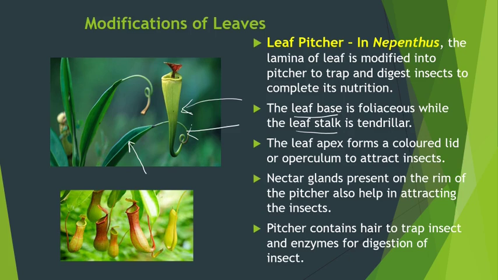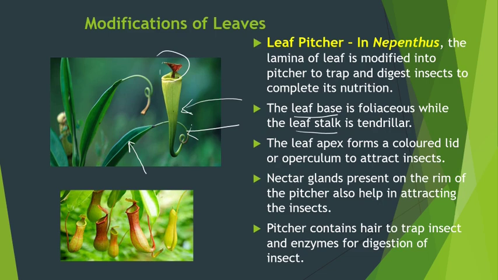Usually, when the plants are growing in nitrogen deficient soil, of course, these plants need nitrogen for growth because they have to prepare amino acids and proteins. So in some plants, the leaves are modified to become insectivorous, and this lamina becomes a pitcher, and the leaf apex forms the lid.